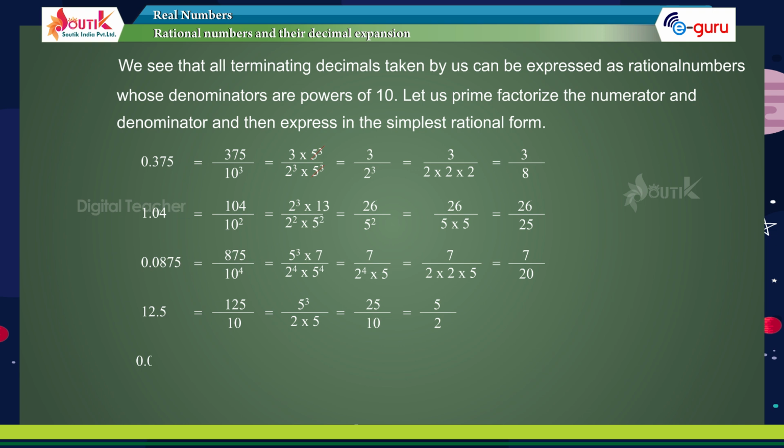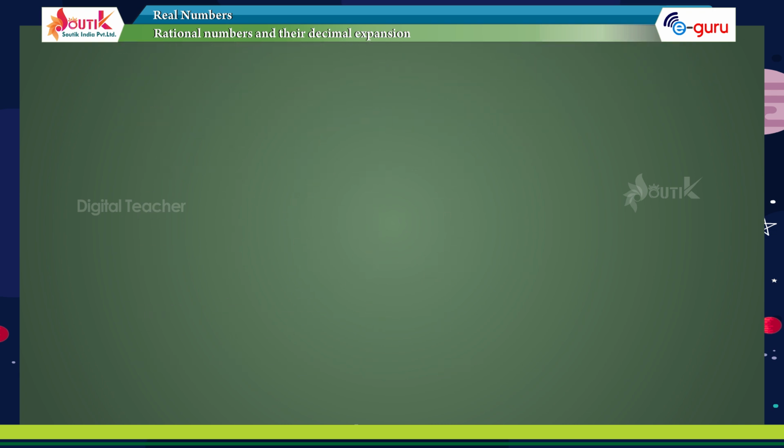0.00025 equals 25 by 10 to the power of 5, equals 5 to the power of 2 by 2 to the power of 5 into 5 to the power of 5, equals 1 by 2 to the power of 5 into 5 to the power of 3, equals 1 by 4000. Do you see a pattern in the denominators?